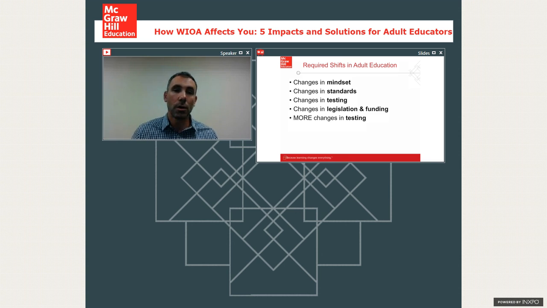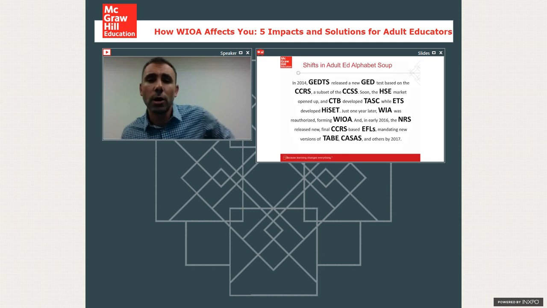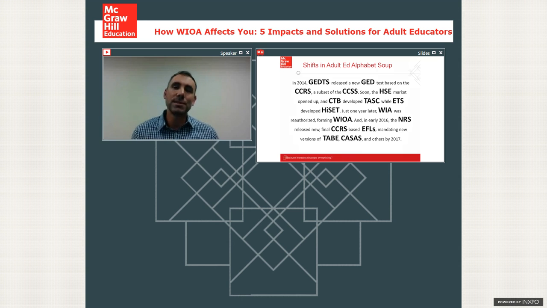And this is a slide I like to show that sort of puts all of that in perspective. If you have any questions on any of the acronyms in the slide, please feel free to put it into the question box and we will answer it. But here's a breakdown of what's happened in adult education in terms of trying to raise that bar since 2014.